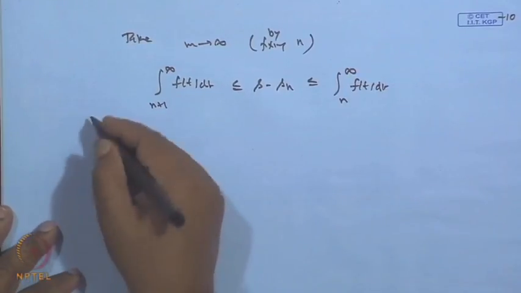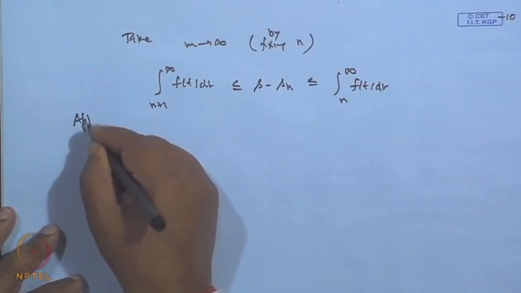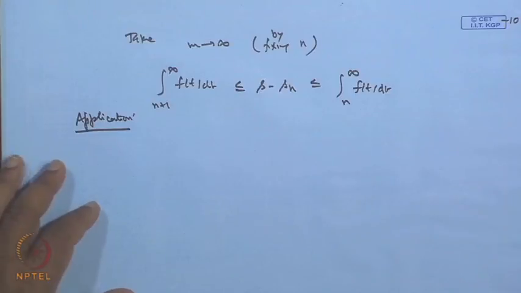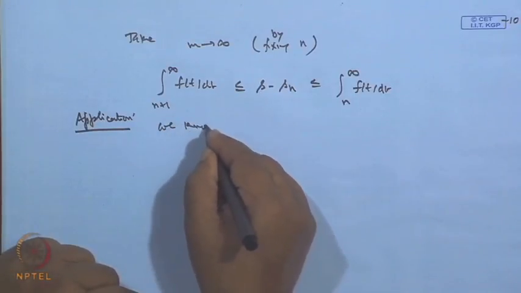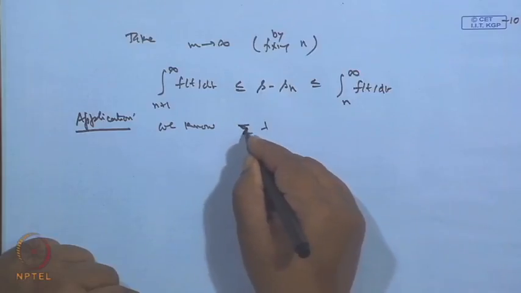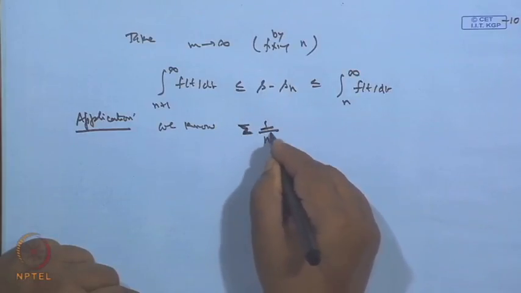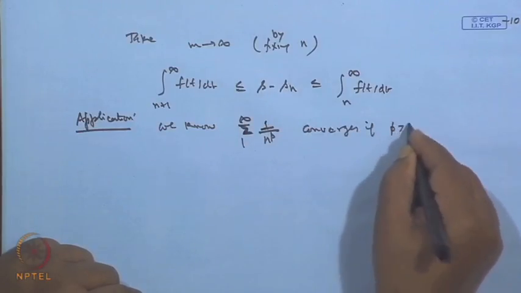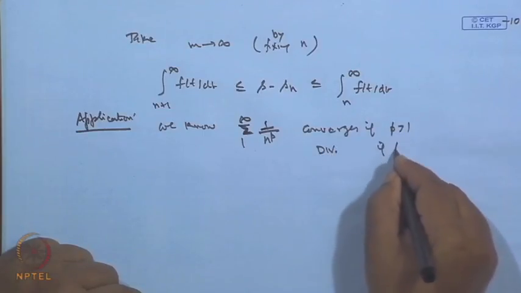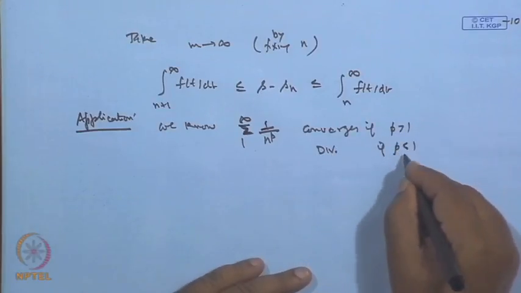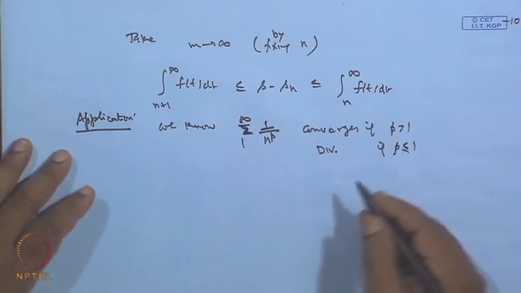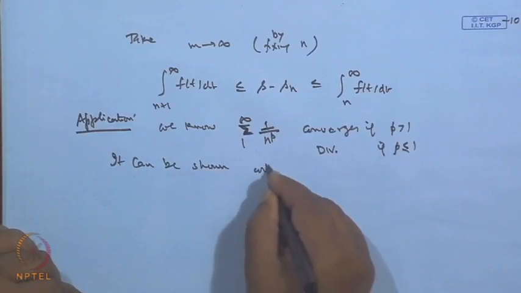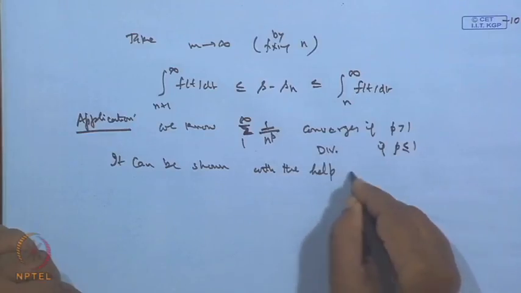Now, let us look at the application part. Suppose I take how to apply this result. Let us take this series. We know the series sigma 1 by n to the power p, n from 1 to infinity, converges if p is strictly greater than 1, and diverges if p is less than or equal to 1, because for p equal to 1 it is the harmonic series. Now, this can be shown with the help of the integral test.